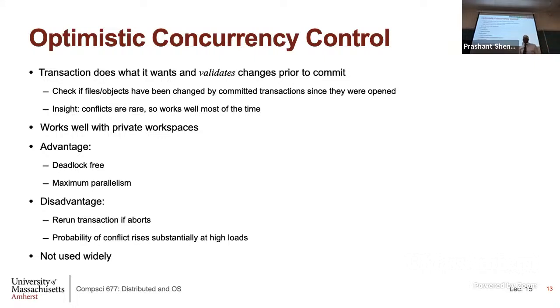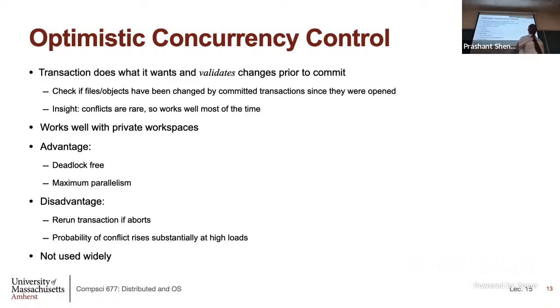Disadvantages: if the transaction aborts, you got to rerun it. And furthermore, the probability of conflict actually goes up as the load goes up. Because as the load goes up, there are more transactions in the system. The probability that any two of them touch the same data item and cause a conflict starts going up. If transactions are operating on different parts of the database, there's no conflict to begin with. But as the load goes up, the chances that two of them will conflict will go up. So that's a disadvantage.